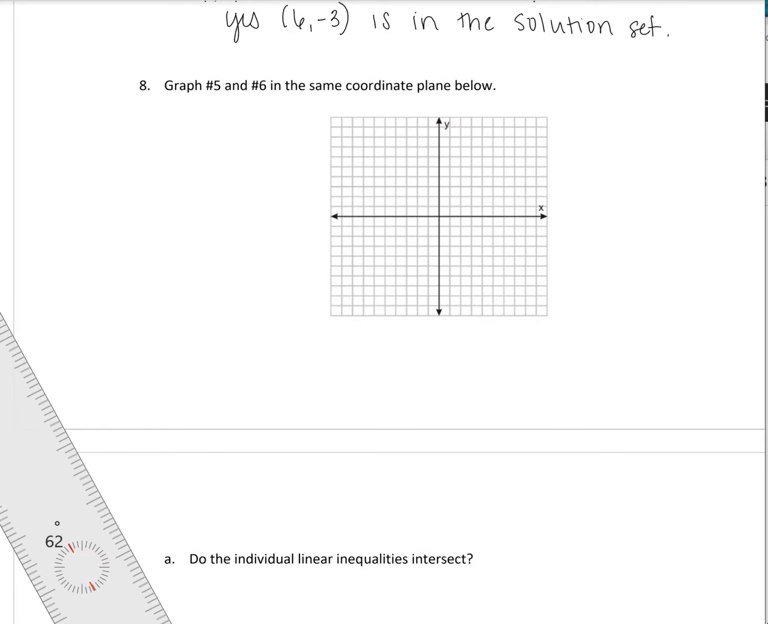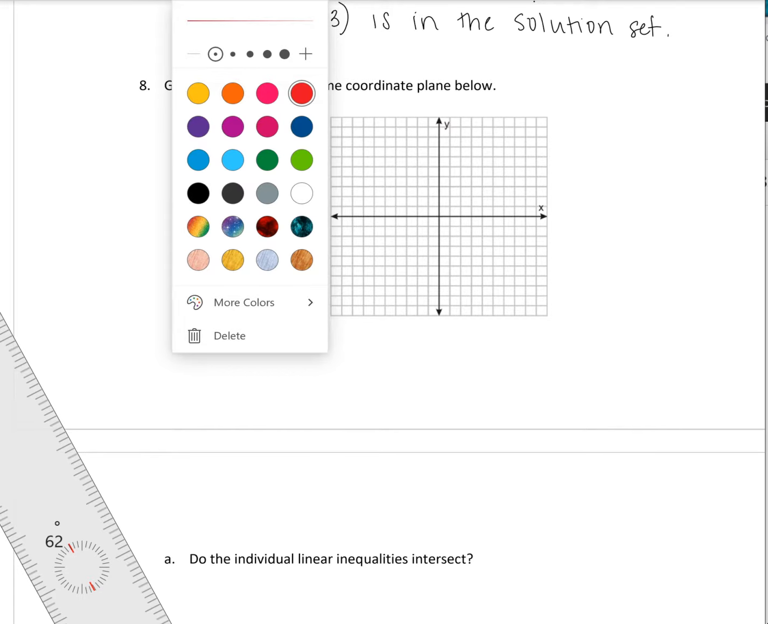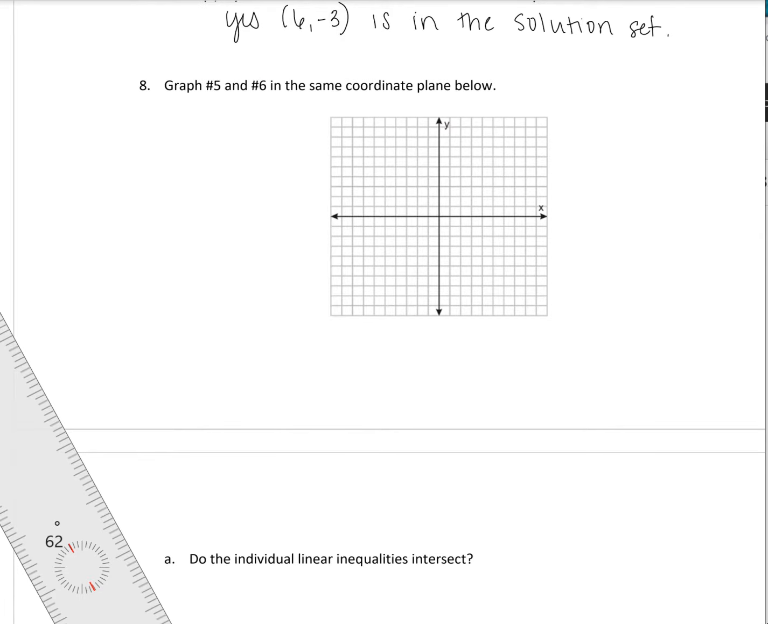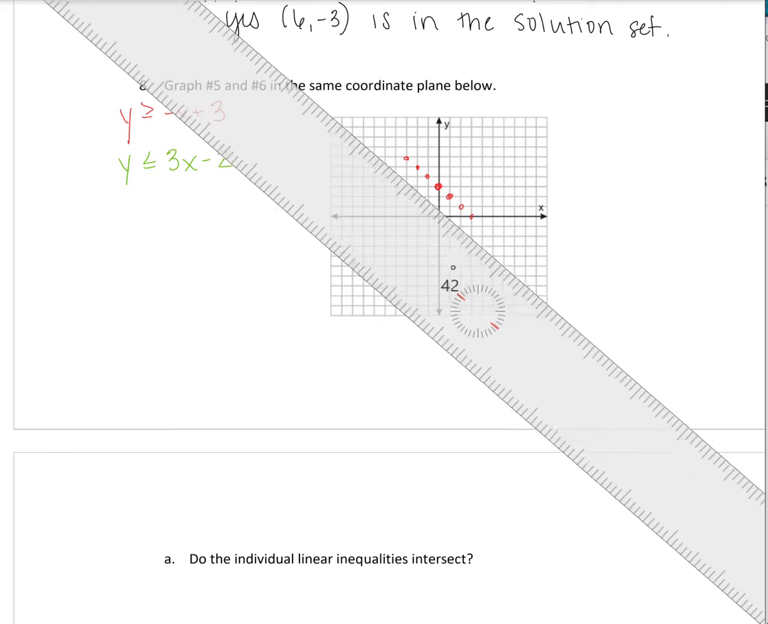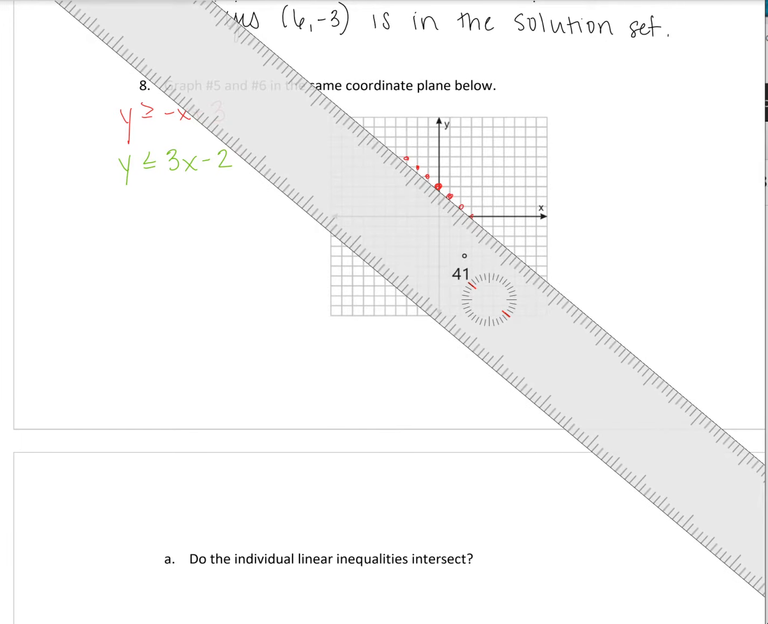All right, so now for question 8, we're going to look at 5 and 6. So we're going to do y is greater than or equal to negative x plus 3 from question 5, and then y less than or equal to 3x minus 2. All right, so we're going to start at 3. 1, 2, 3. And of course, we went down 1 over 1, and then we went up 1 over 1, and then we used our straight edge to draw a solid line.